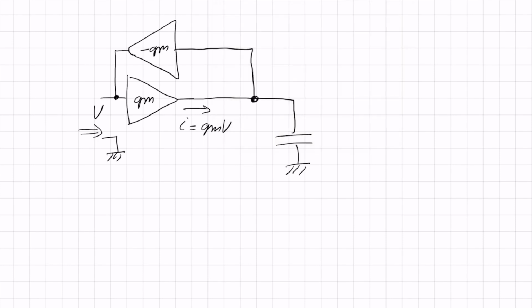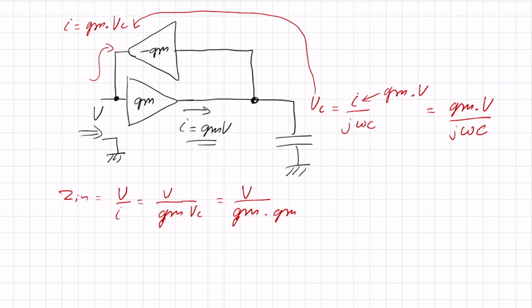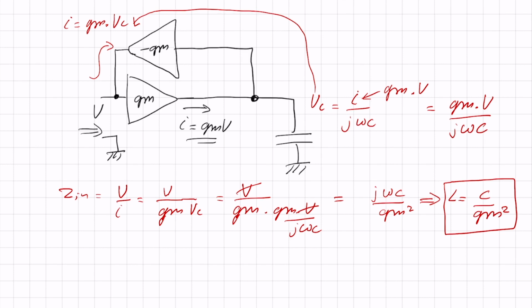I will show you the mathematics. So the inductor we see is equal to the capacitor divided by GM squared. So this circuit behaves like an inductor, but connected to ground.